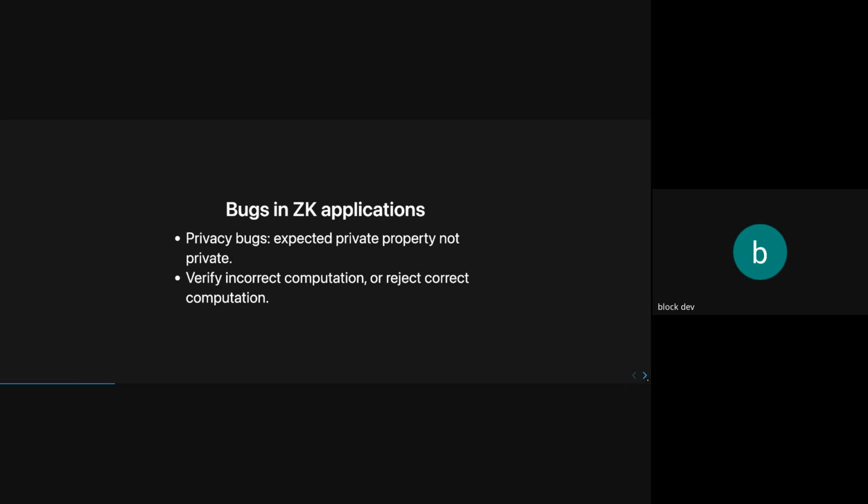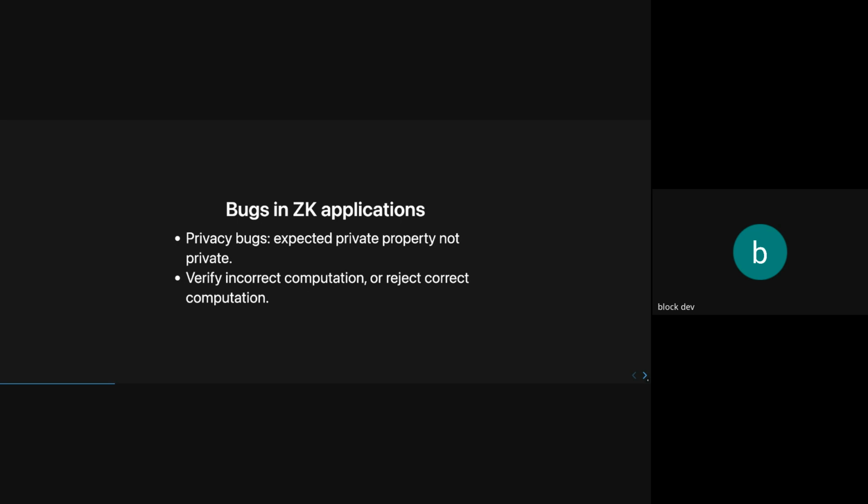So basically, what is ZK? ZK is proving some computation to a verifier without the verifier running the computation itself, right? And with this, you have different categories of bugs. One is a privacy bug, where a property is expected to be private, but your application is leaking privacy in some form. Like you may be under-constraining a signal, or you may have made a private input, which is supposed to be private, a public input, or it may be due to your design choices that something is leaking privacy when it should not.